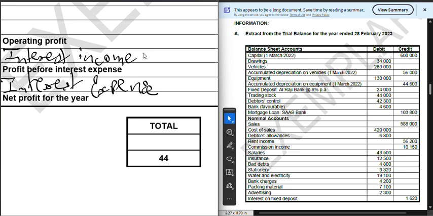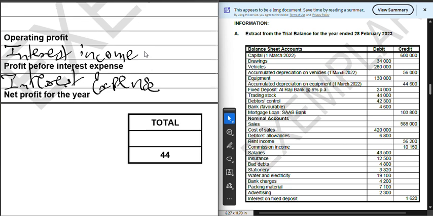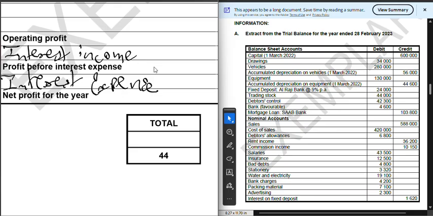So right now we've got interest on fixed deposit, which is an income. So we're just going to write that, open the bracket. That is 1,620. Now, ladies and gentlemen, we have exhausted information A with regards to what? With regards to our statement of comprehensive income.